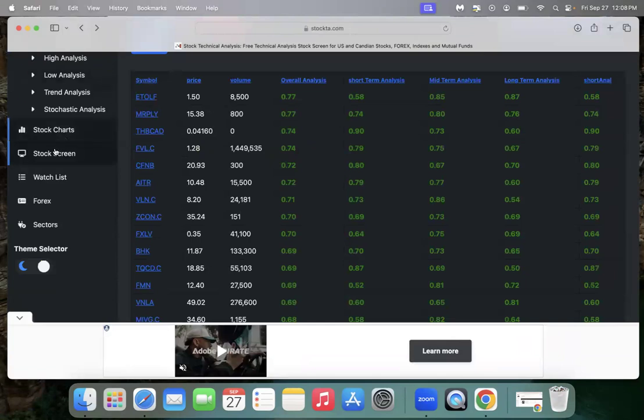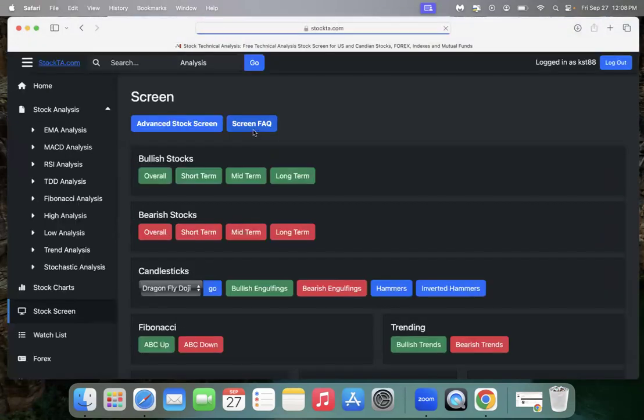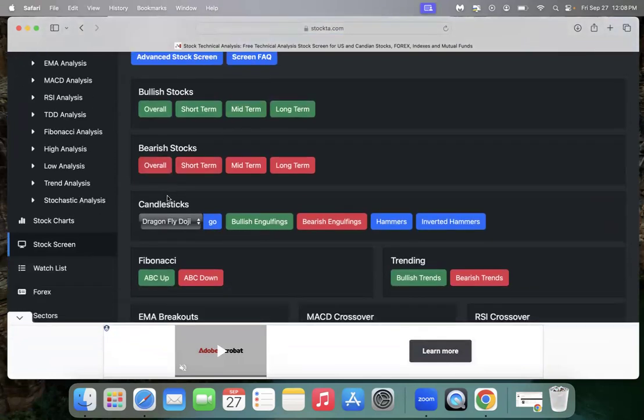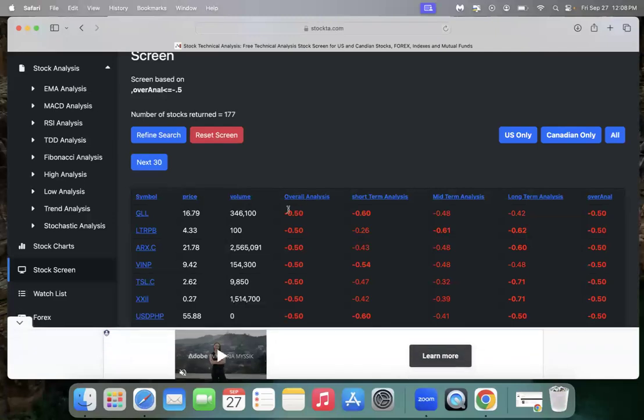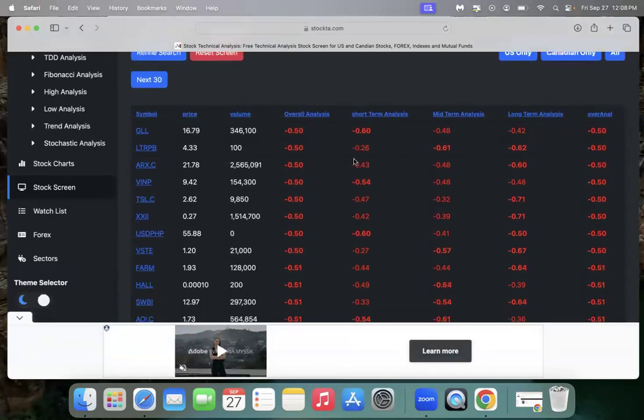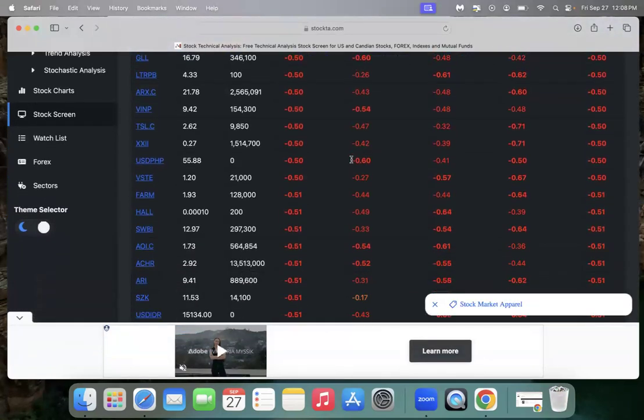If you want to do the reverse, we can go back to stock screen. If you're a veteran trader and you like the short stocks, I do not recommend a novice trader trying this. But if you want to look at bearish stocks, you click. You see the overall analysis is negative. Again, -1 would be the highest negative score you can have. Let's see if I recognize any of these.